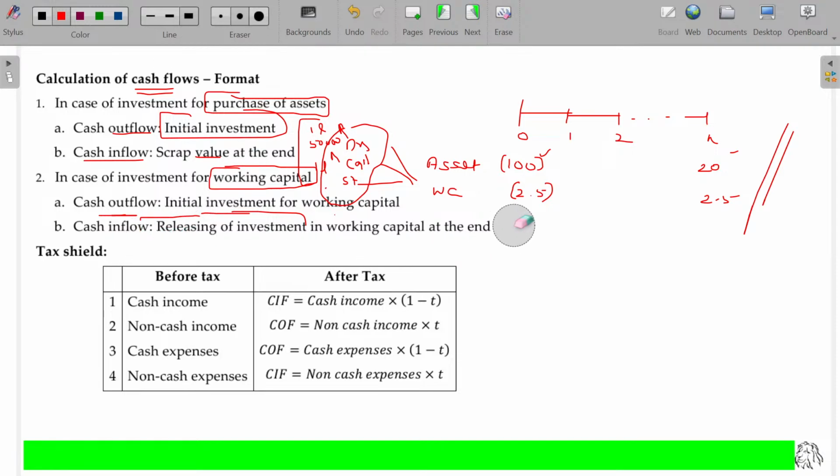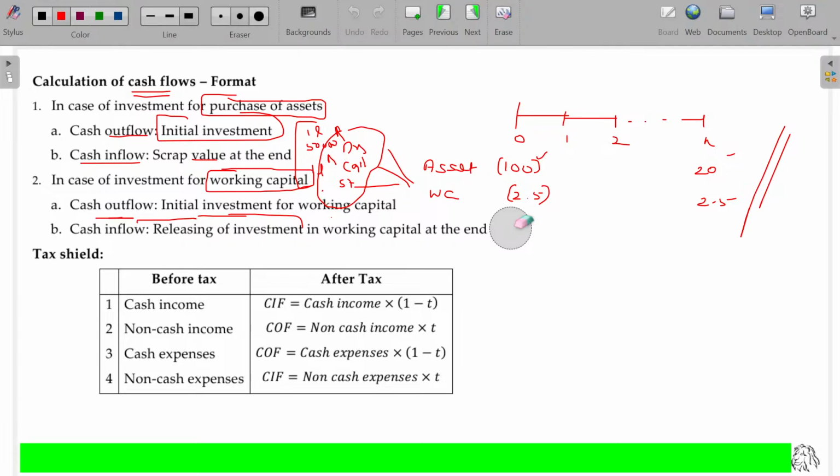Now, the last point I'm going to discuss is very important: tax shield. Wherever there is a spending, to the extent of tax will be a savings. Wherever there is an income, to the extent of tax will be subtracted. Net will be only after subtracting the tax.